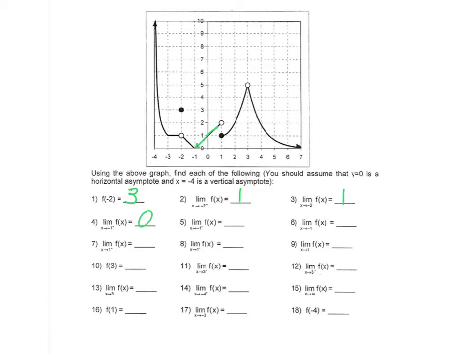Number 5, what is the limit as x approaches -1 from the negative side, or the left, of f of x? That means I'm coming from the left, going towards -1. That is also pointed towards 0. Okay, what is the limit as x approaches -1?